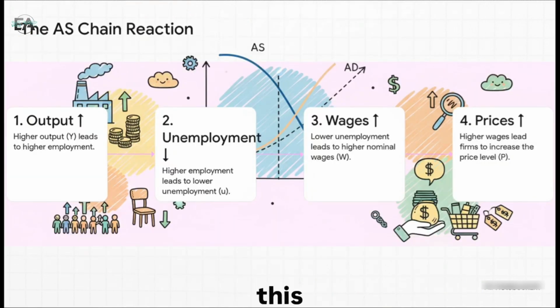This right here, this is the chain reaction at the heart of the supply side. Let's just walk through it real quick. So, as the economy starts producing more, right? More people get jobs and unemployment drops. That creates a tighter labor market, which gives workers more power to ask for higher wages. And then, what do companies do? To cover those higher wage costs, they have to raise their prices. See? It's like a set of dominoes falling, connecting total output directly to the price level.